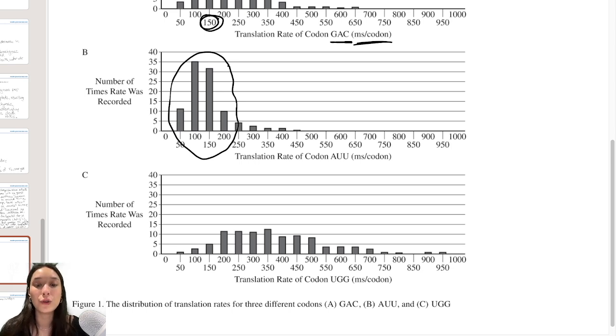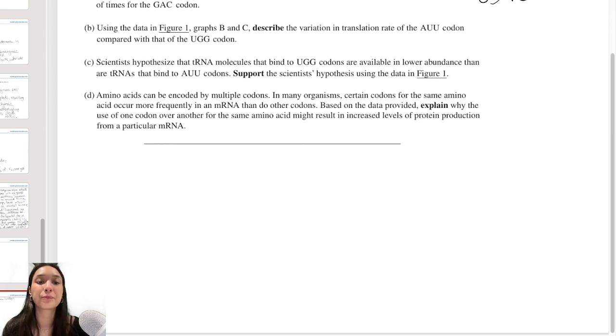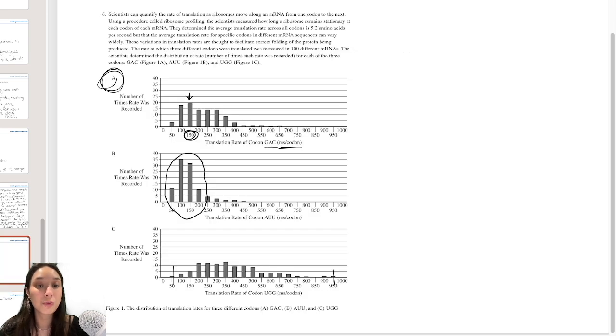And then if you look at UGG, it's much more spread out, ranging anywhere from like 50 to 950 milliseconds per codon. But on average, this one is more towards the other end if you were to average it out. Now, they're asking you to describe the variation. Variation usually is going to indicate, in my opinion, the spread of the graphs, because they do have very different types of spread. For this one, I would probably mention spread as well as which one is faster on average, just in case.